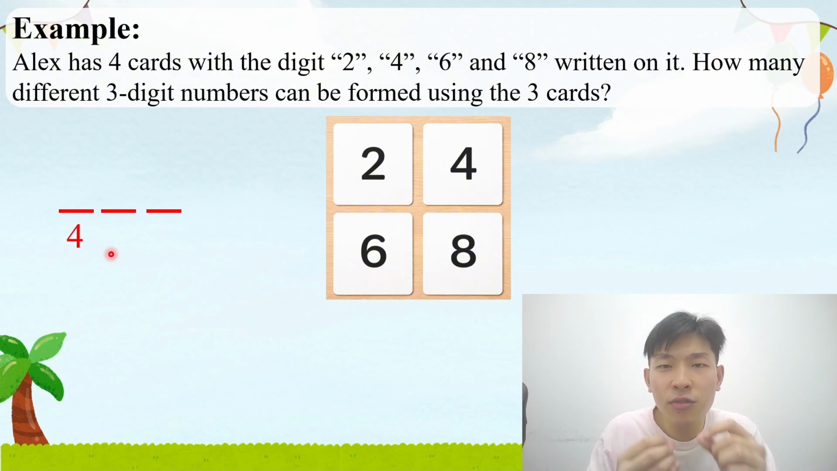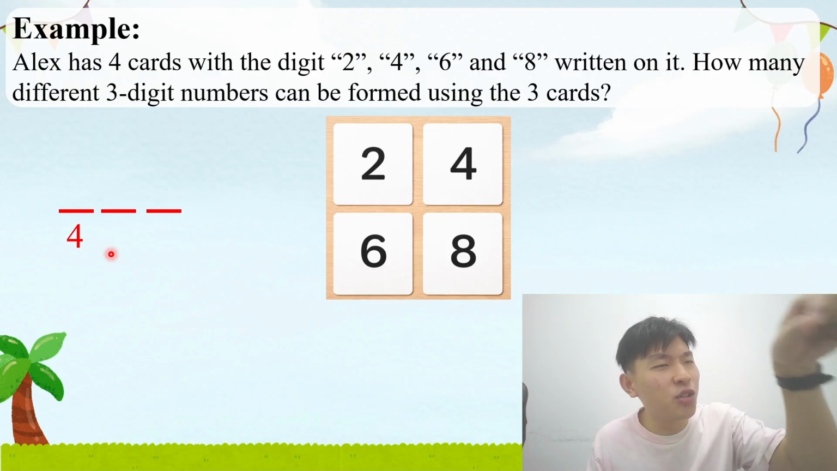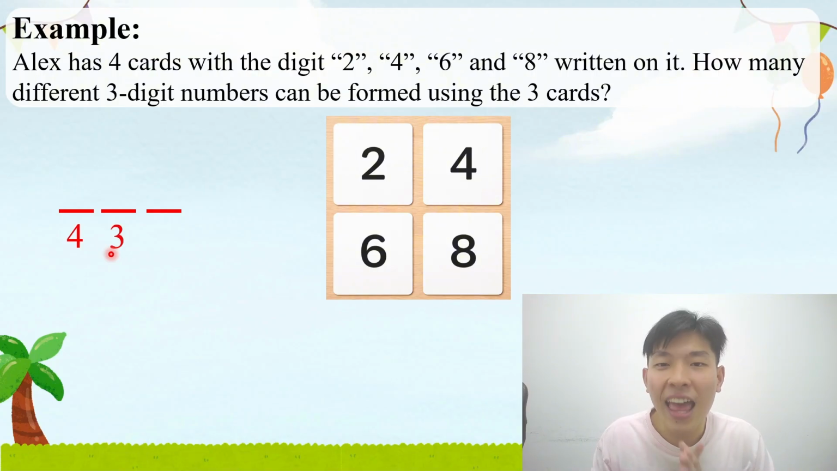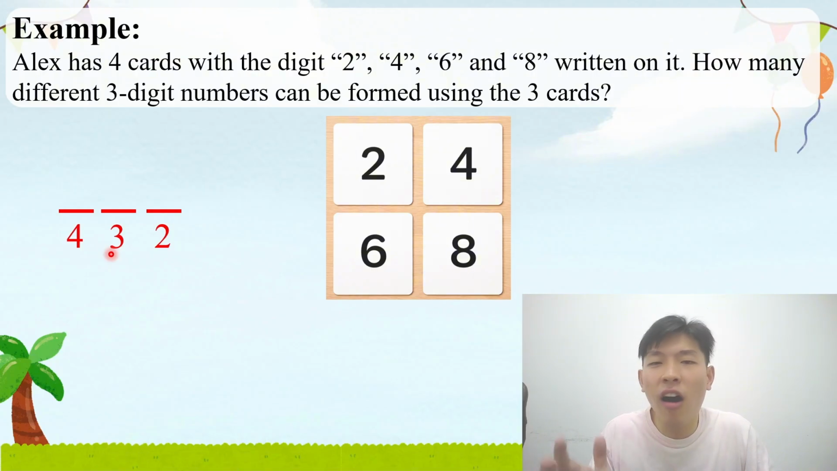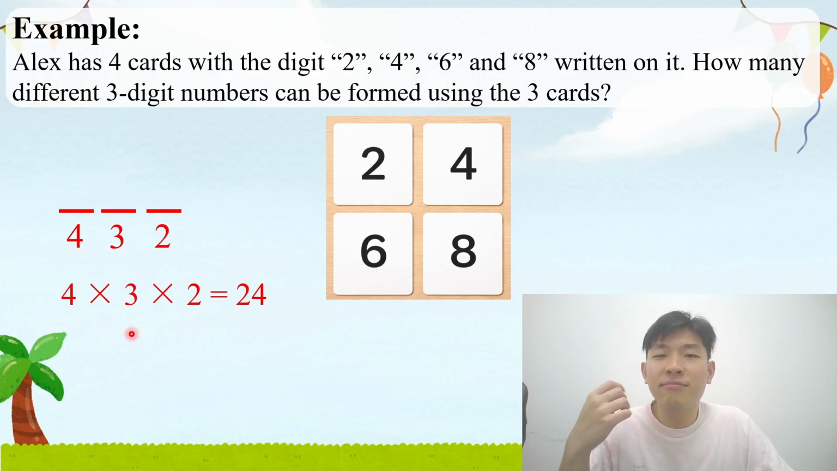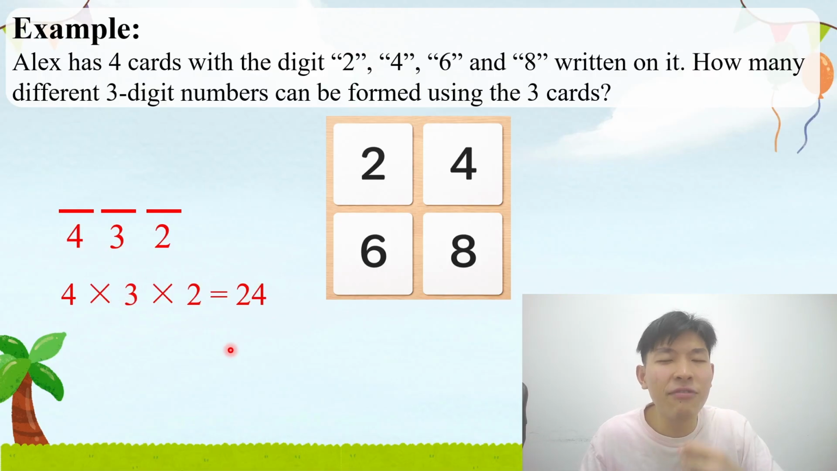Now, how many choices for my tens place? It is still 4? Yeah, this is cards. Once I choose a card, I'm going to be left with 3 cards. So there are 3 choices. And continuing for the ones place, there will be 2 choices. So what does the counting principle say? Exactly, just multiply them together. So 4 times 3 times 2 equals 24. 4 times 3 is 12, and 12 times 2 is 24. So 24 different 3-digit numbers can be formed.